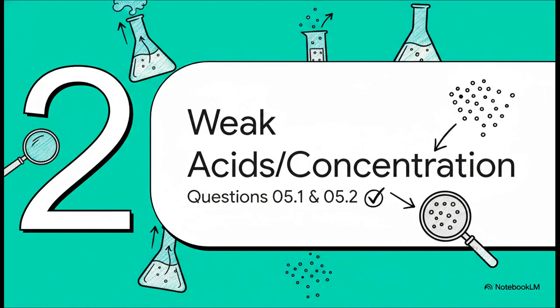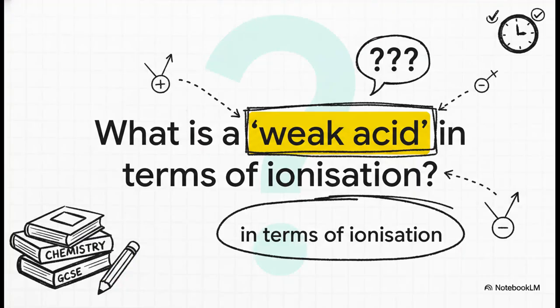Now, these are all about your fundamental definitions and your understanding of concentration. They might seem easy, but trust me, the marks are always in the little details. Right, first up, a classic one-mark definition question. What is a weak acid? But hang on, look really closely at that last bit. In terms of ionization. That's not just a friendly suggestion. Nope, that is a direct order from the examiner telling you exactly what your answer has to be about.